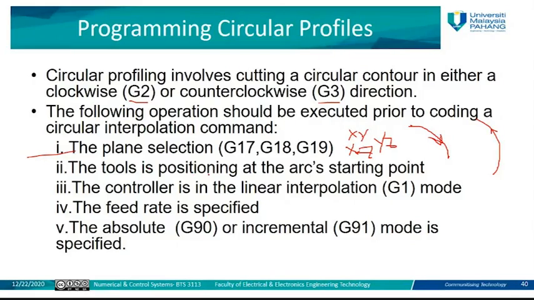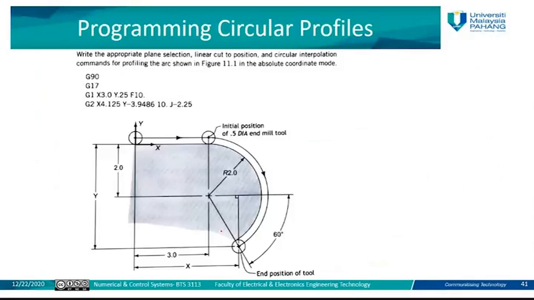Then the tool positioning: arc start point and end point. In the case of the linear profile, we need to define the coordinates of the first point and the end point, even though we are going in a straight line. But in the case of the arc, we need to define the start point and the end point of the arc. We also need to know the radius or the diameter of the arc, the feed rate, and also absolute or incremental coordinates. All these need to be defined in the program.